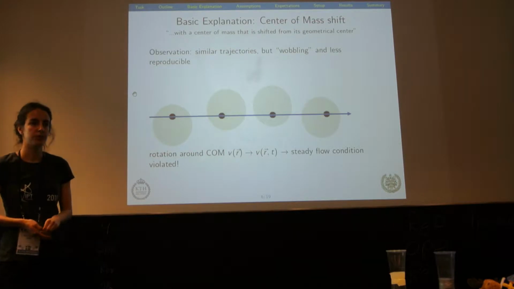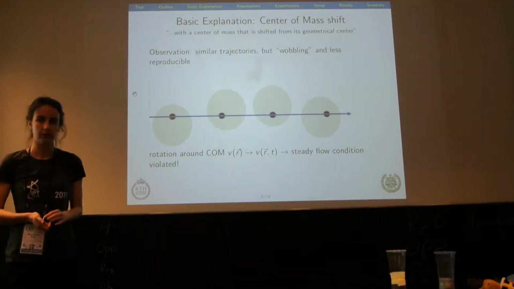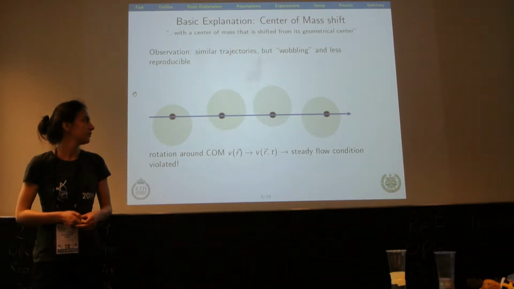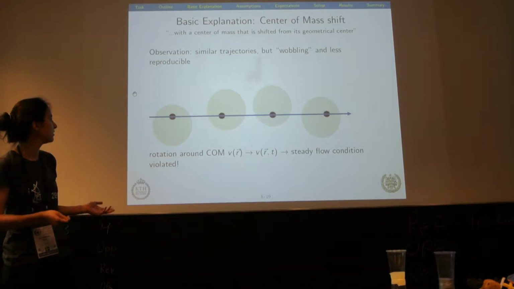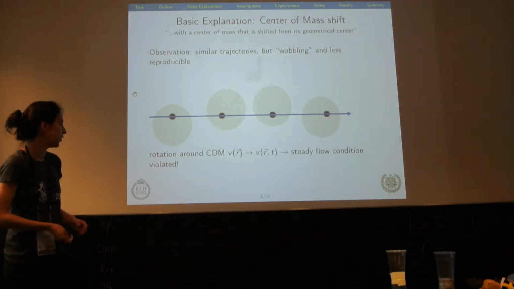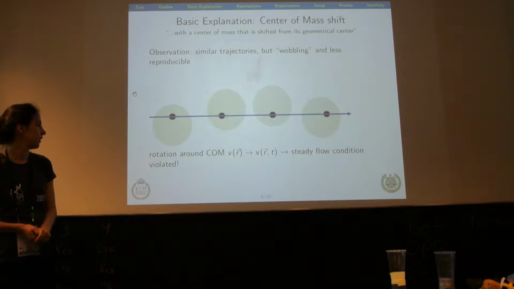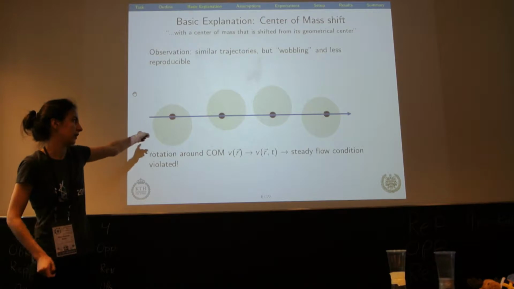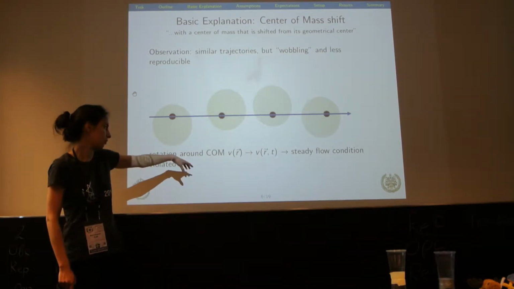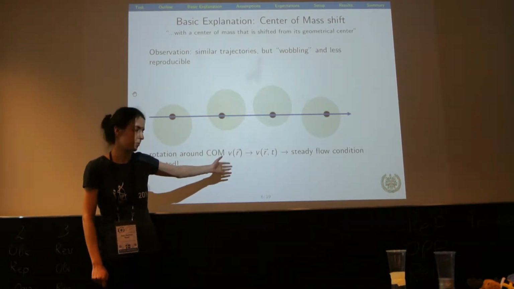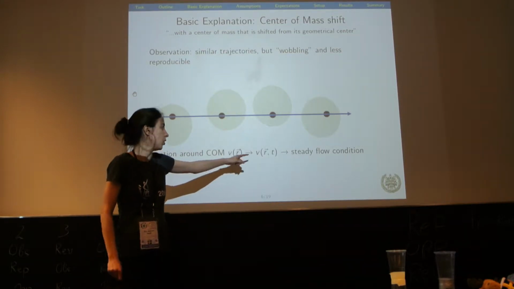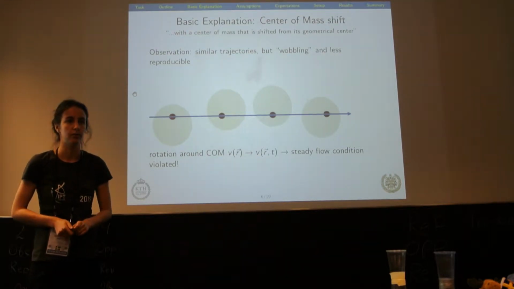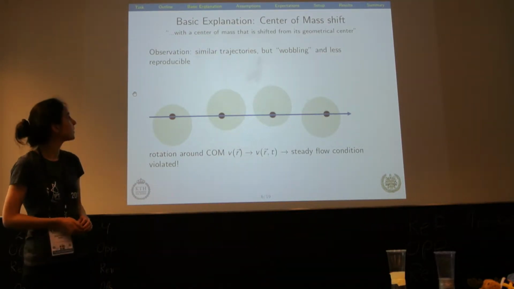So what happens now if you shift your center of mass? As you have seen, you get kind of the same trajectory, but it's a little bit wobbling, a little less stable, and the experiment is a little less reproducible. If you have a rotation not around the geometrical center, but around the center of mass, which is shifted, as shown schematically here, you get a local velocity which is not dependent only on the position anymore, but also on the time. And this violates the steady flow condition we use to calculate the force.